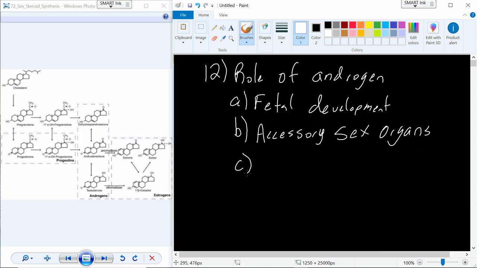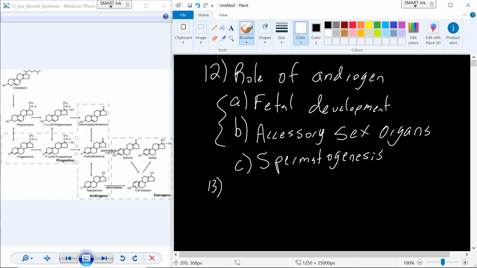But then as we progress beyond fetal development and embryogenesis, we move into childhood and then into adulthood in the male. And one of the things that becomes very important for the male reproductive system's function is the interaction with the androgens in the process of spermatogenesis. So we'll hit on some other roles for the androgens in adulthood, but spermatogenesis is one of the primary responsibilities for the androgens.